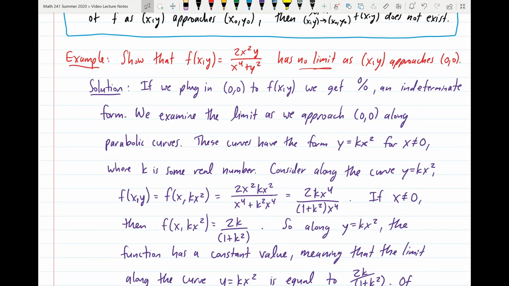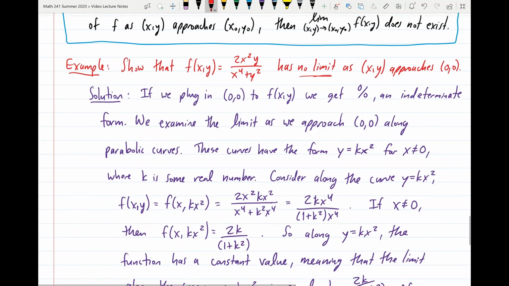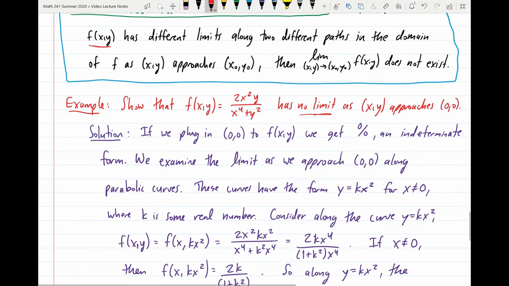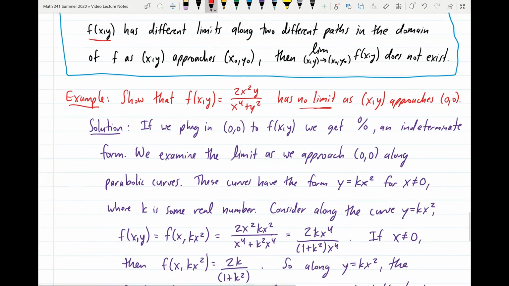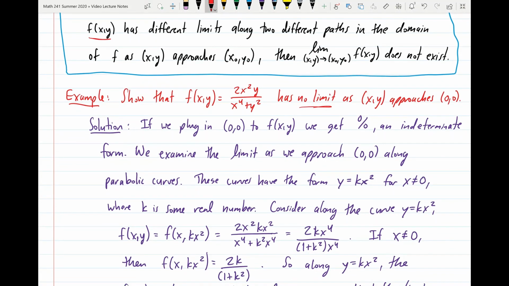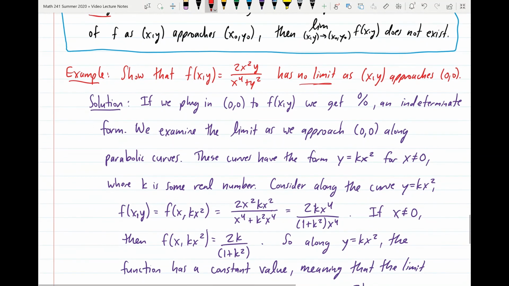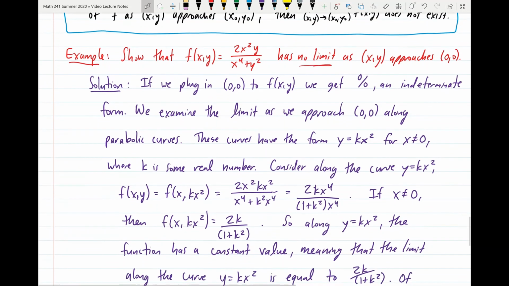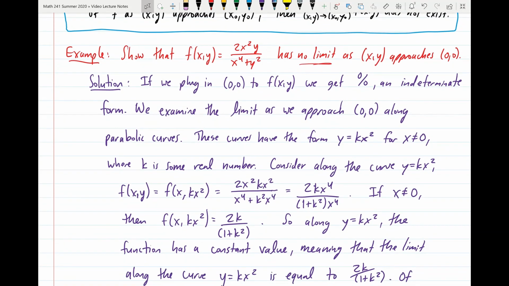So let's start off by plugging in 0, 0 to our function, because we should notice that our function is a rational function. And for that reason, if the function is defined at the point 0, 0, then the limit is going to exist. So we already talked about that property of rational functions before. But the problem is that if we take the point 0, 0 and plug it into our function f, we get 0 over 0, which is an indeterminate form. So the function is not defined at 0, 0. So we're going to have to do a little bit more investigation to see whether the limit exists or not.